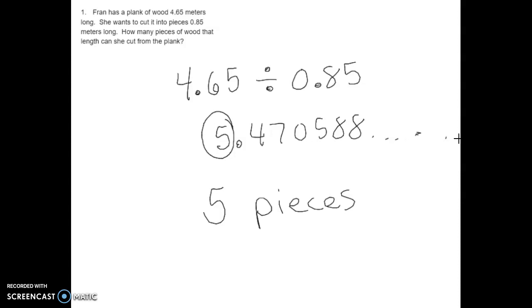So you have to look and see, does my answer make sense as a decimal, or should I go down to 5? Should I go up to 6? What makes sense in this problem, okay?